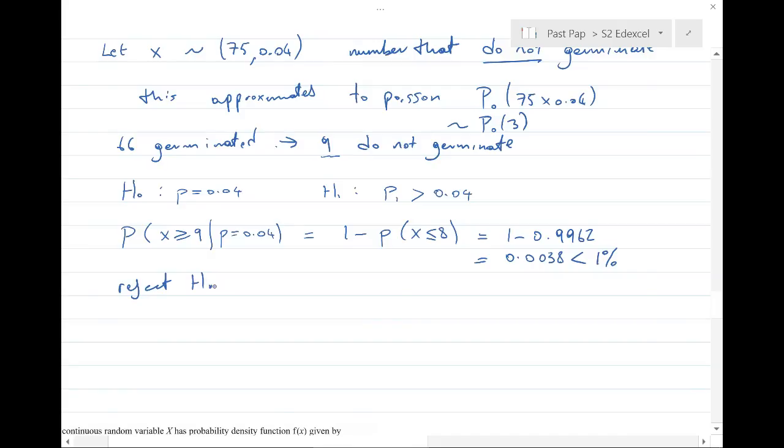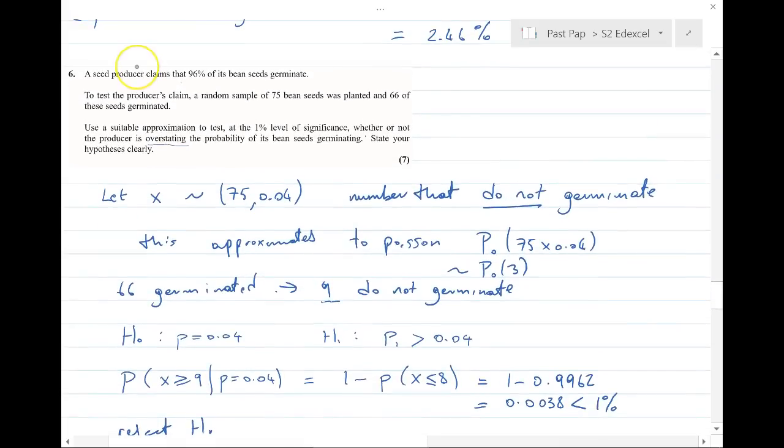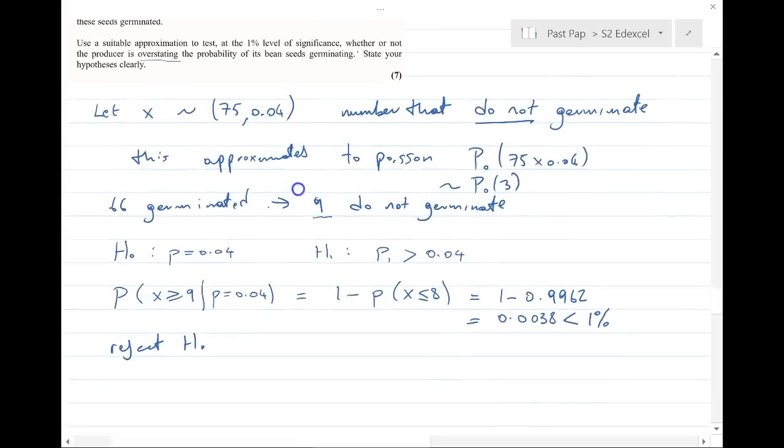Okay, we haven't got the final mark yet, but we're rejecting H0. Let's go back and put it in context. First of all, they've kind of reversed the logic a little bit here. The seed producer is claiming that 96% of the bean seeds are germinated, and we want to find out whether this is actually not the case. So by rejecting the null hypothesis, it does appear that the producer is overstating the probabilities of beans germinating.